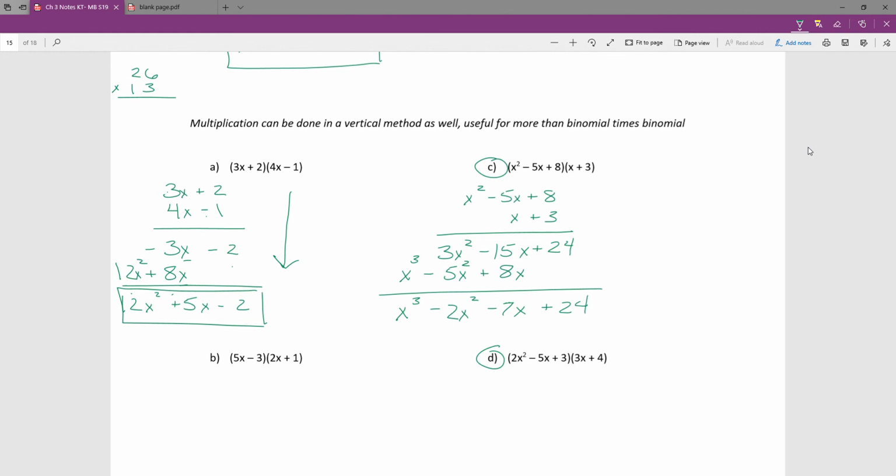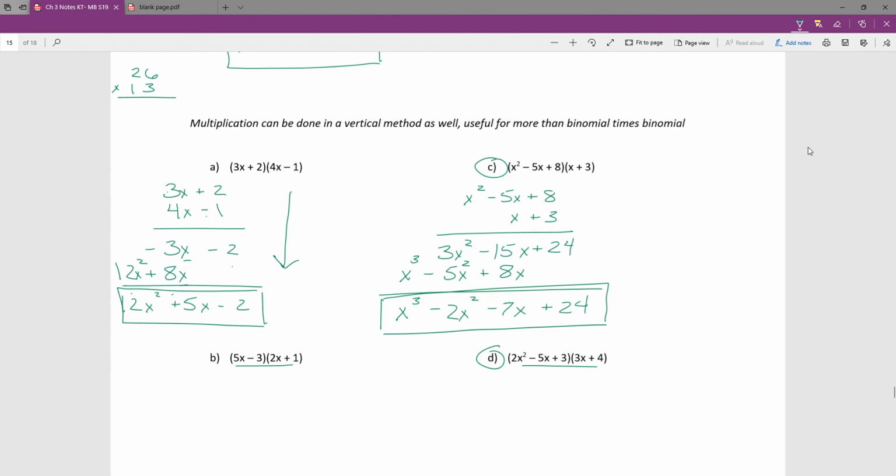So this is one way to do it in a vertical method. I would encourage you to give both of these two a try. I'm going to just add the answers in the key here. I really think it's important that you choose which way you like to do it best. So vertical does work. For the binomial times a binomial, it really does have its strength when it's a binomial times a polynomial.